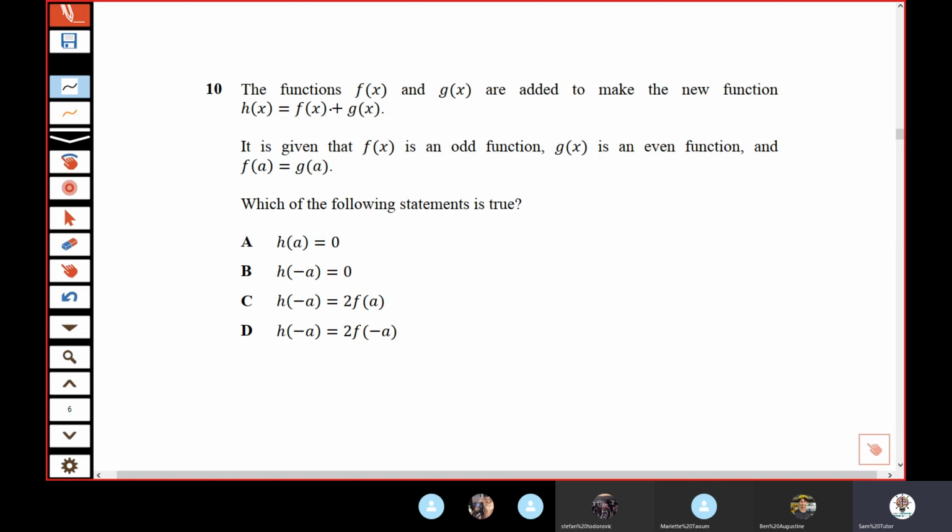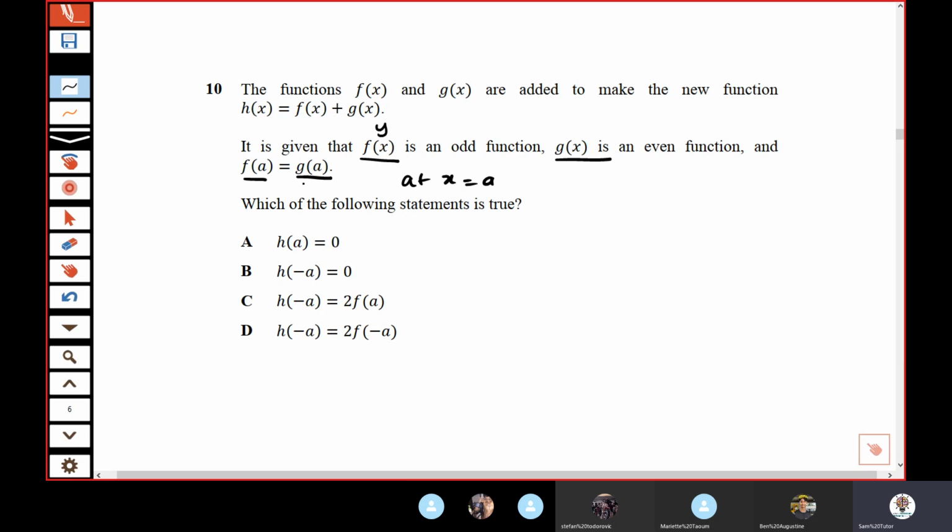So let's have a look at these. The functions f of x and g of x are added to make the new function h of x. It is given that f of x is odd and g of x is even, and f of a is equal to g of a. So they've got the same y value. When it says f of a equals g of a, you've got to think about what f of x just means. It means y, doesn't it? So if I'm saying f of a, that means at x equals a, the y values are the same. Right?